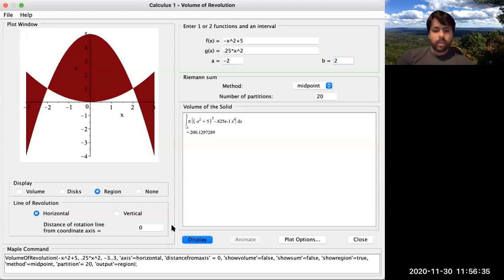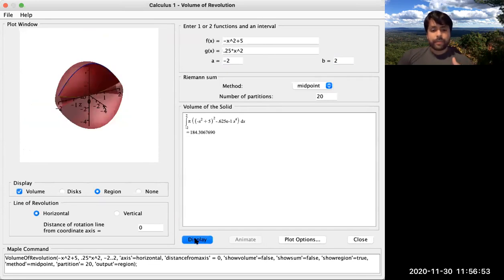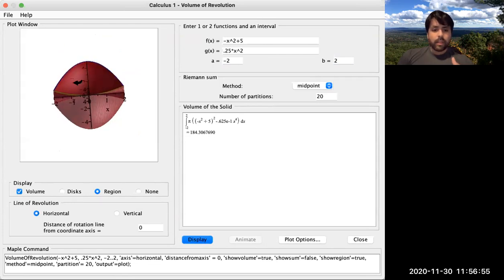Negative 2 to 2. So I'm interested in this region that we sketched, right? And I want to revolve that around. I'll show you why we get the negative 2 and 2 later, because we set it equal to each other to find the points of intersection. And then when I revolve it around the x-axis, this is what I get.